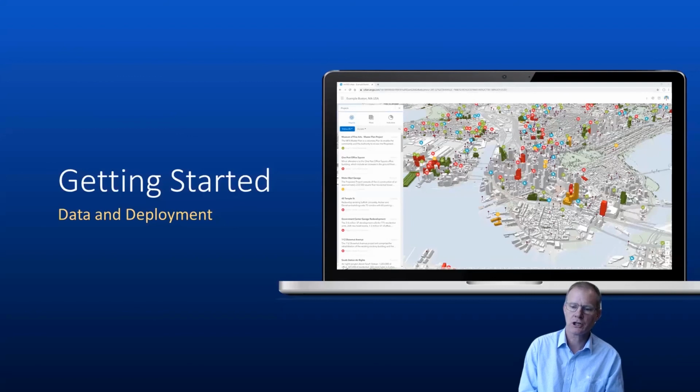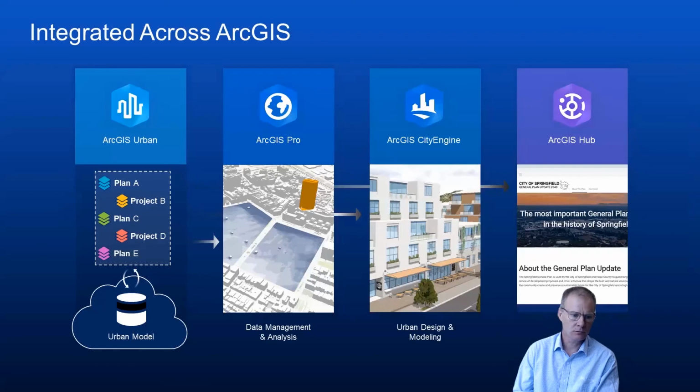So now that we know what ArcGIS Urban can do, I'd like to shift a little bit to how we get started. What are the key data layers that we actually need to make this deployment work? Well, ArcGIS Urban is integrated across the entire ArcGIS platform. Once the ArcGIS Urban model is established, this provides existing conditions data, the basis from which practitioners, planners and designers can create future scenarios. These individual plans and projects, shown as coloured icons here, are stored and can be managed as separate feature layers inside your ArcGIS environment.